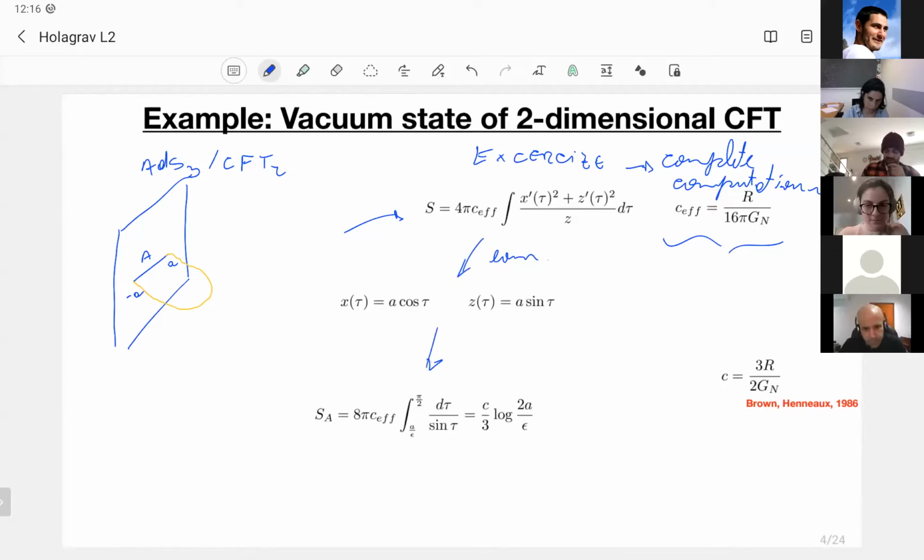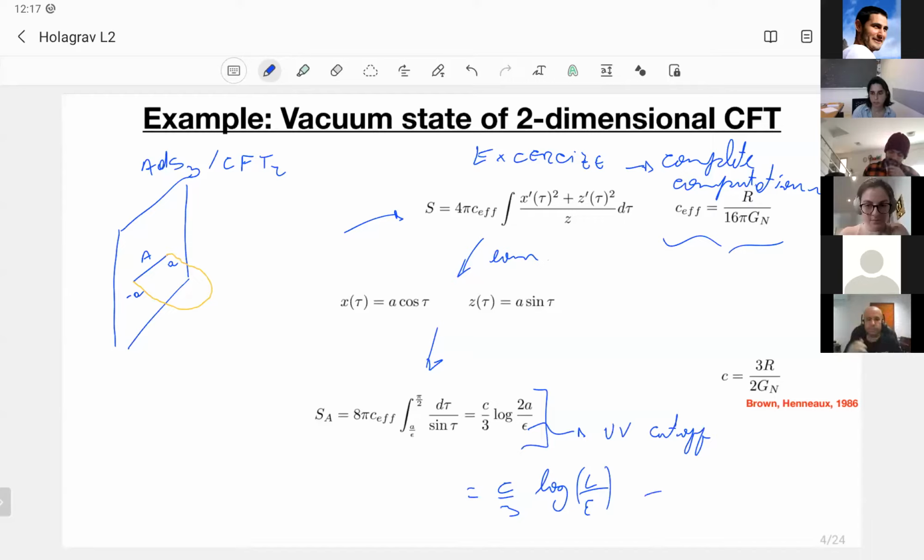And doing this computation, you can obtain this, that is nothing more than this. Epsilon is an ultraviolet cutoff that you need because, you know, when you go to the boundary, AdS is divergent, the volume is infinite, so you have to stop in some place. But it's fine because the entanglement entropy in quantum field theory is also ultraviolet divergent.